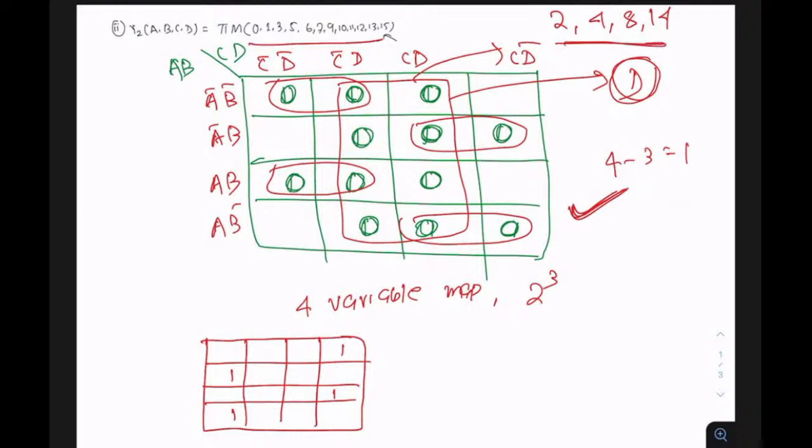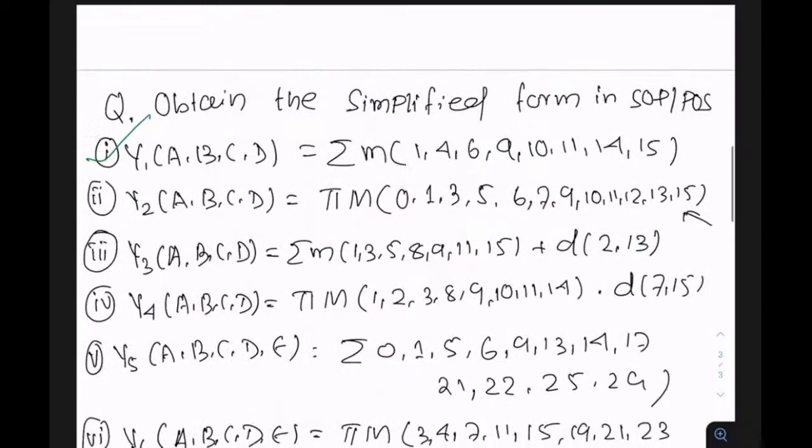So this is the map I'm getting. I can't see any possibility of a quad or pair or octet like that. The only possibility is that all are singles. So these are the singles. In this case, you have to get 4 terms. Each group will contain 1 term. So this is the analysis.